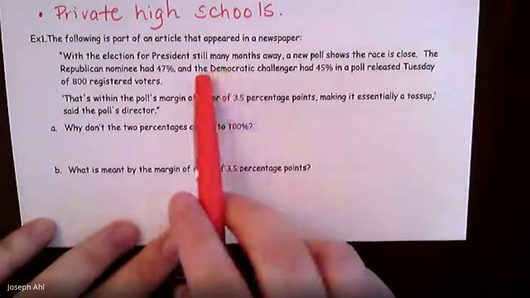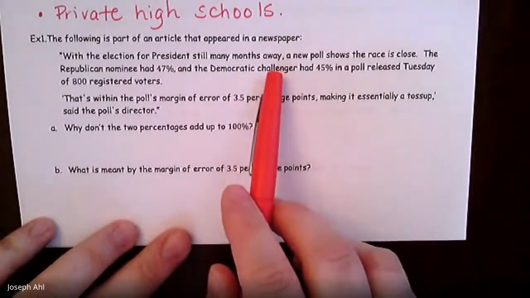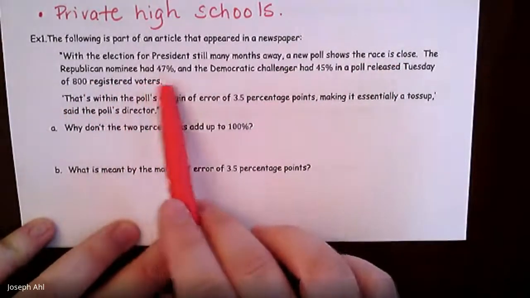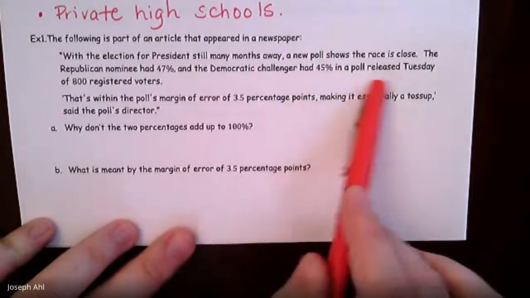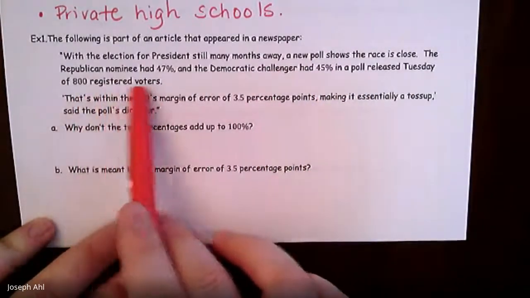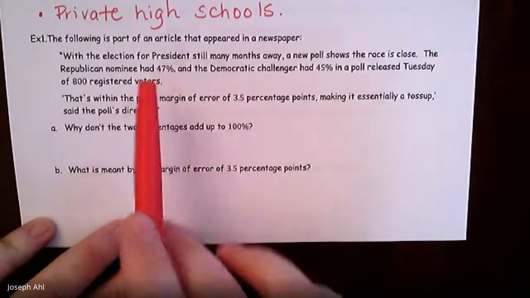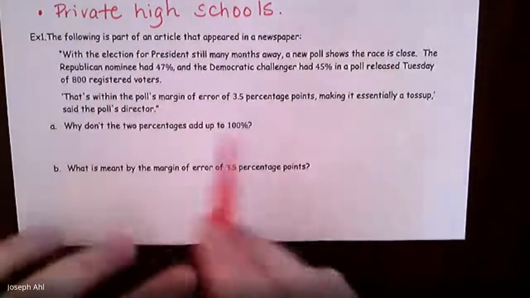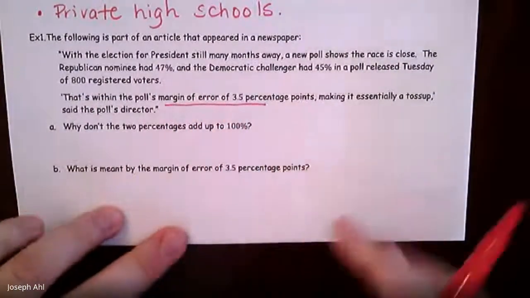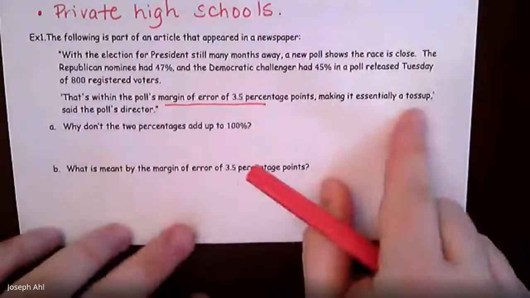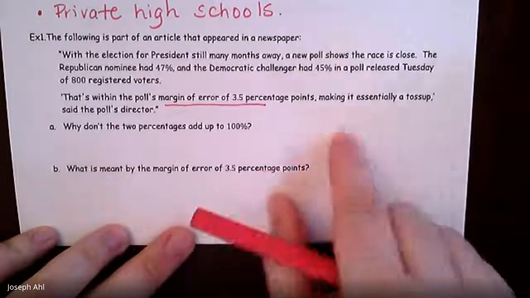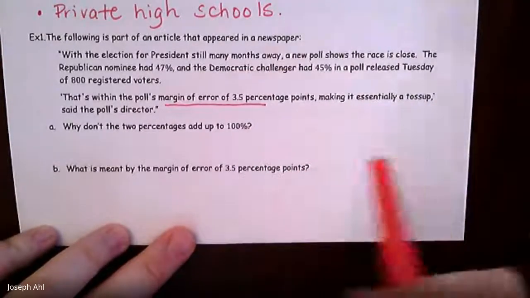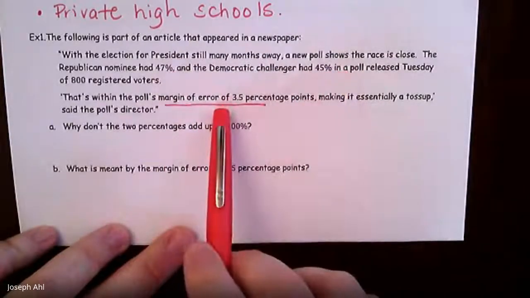With the election for president still many months away, true story for us right now, right? A new poll shows that the race is close. The Republican nominee has 47% and the Democratic challenger has 45% in a poll that was released Tuesday of 800 registered voters. That's within the poll's margin of error. We know the margin of error is 3.5 percentage points, making it essentially a toss-up, said the poll's director. We're going to come back to that in a little bit as to why we can't really determine who we think the winner will be because of these percentages and that margin of error here.